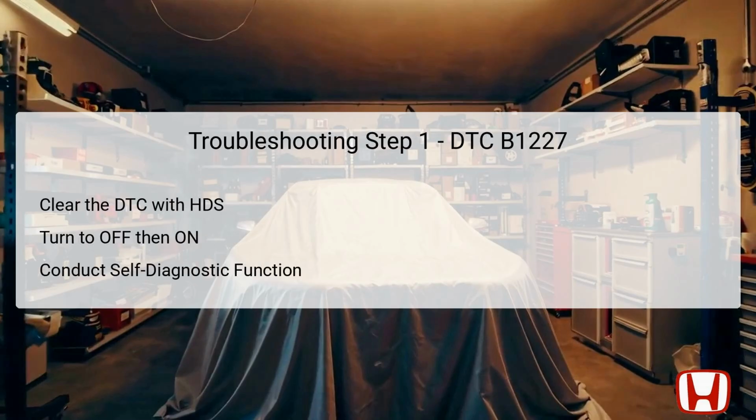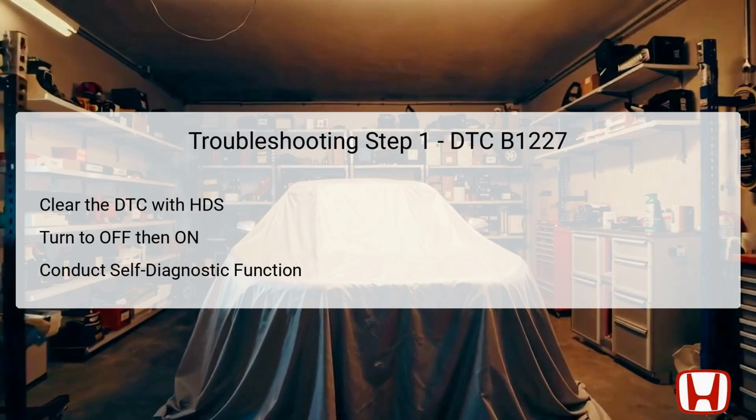The first step in troubleshooting DTC B1227 involves utilizing the HDS Honda Diagnostics system to clear the diagnostic trouble code. This action can reset the system status and allow the technician to identify if the fault is persistent or intermittent. After clearing the code, turn the vehicle to the off or lock mode, and then switch it back to the on mode. This process helps ensure the system is fully rebooted.